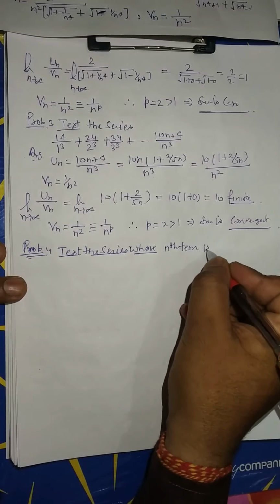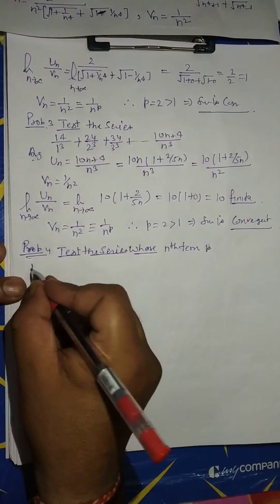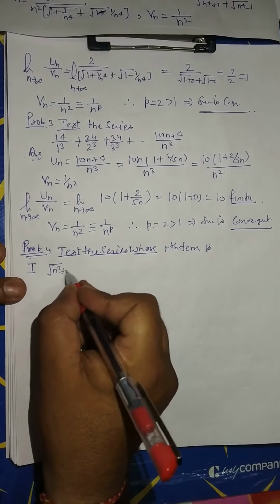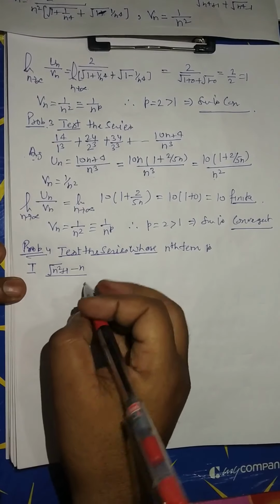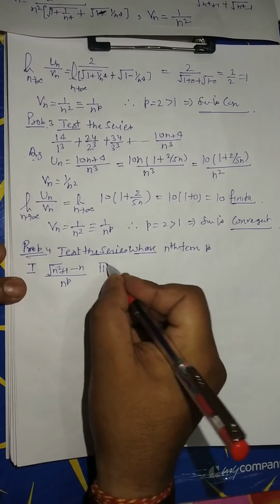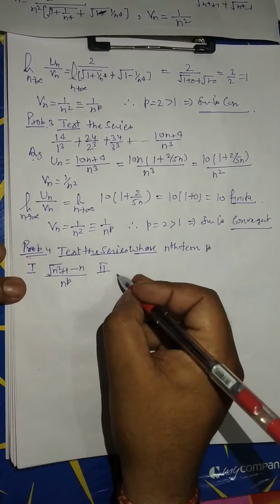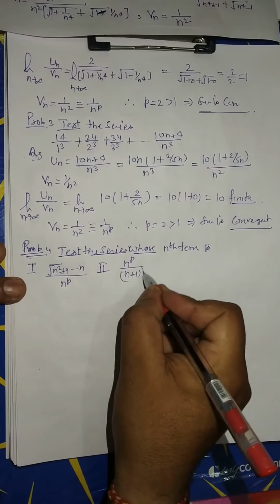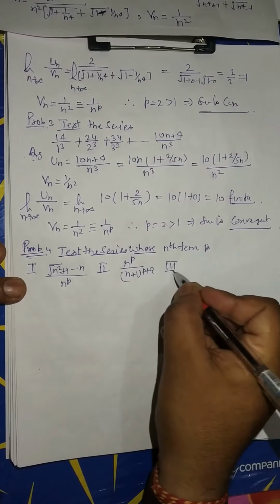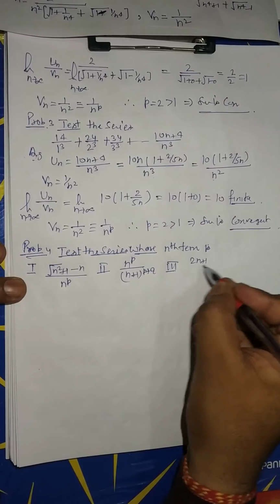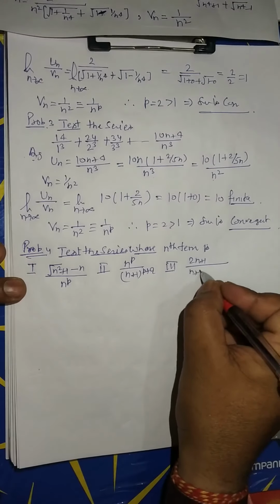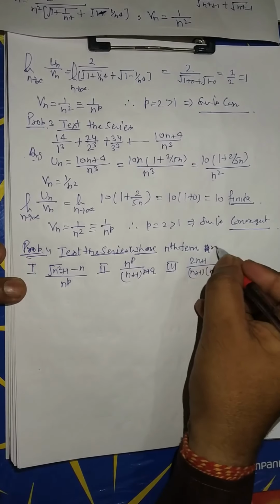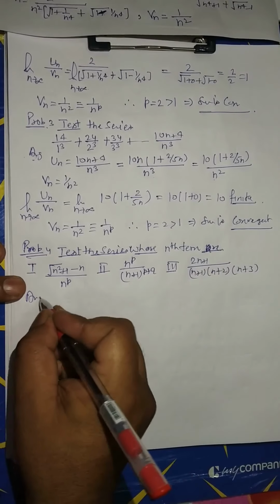Nth term: number first, under root n square plus 1 minus n, upon n to the power p; number second, n to the power p upon (n plus 1) whole power p plus q; number third, (2n plus 1) upon (n plus 1)(n plus 2)(n plus 3). Answer.